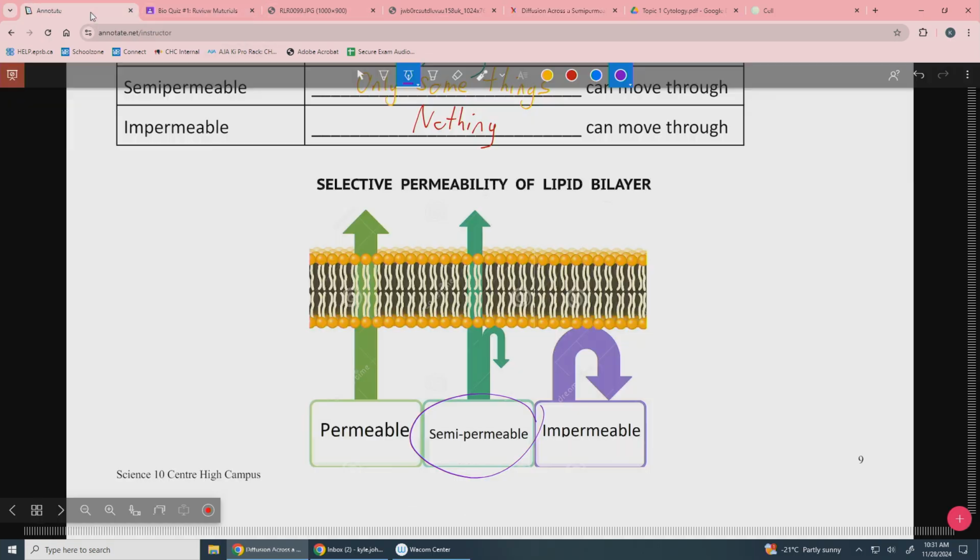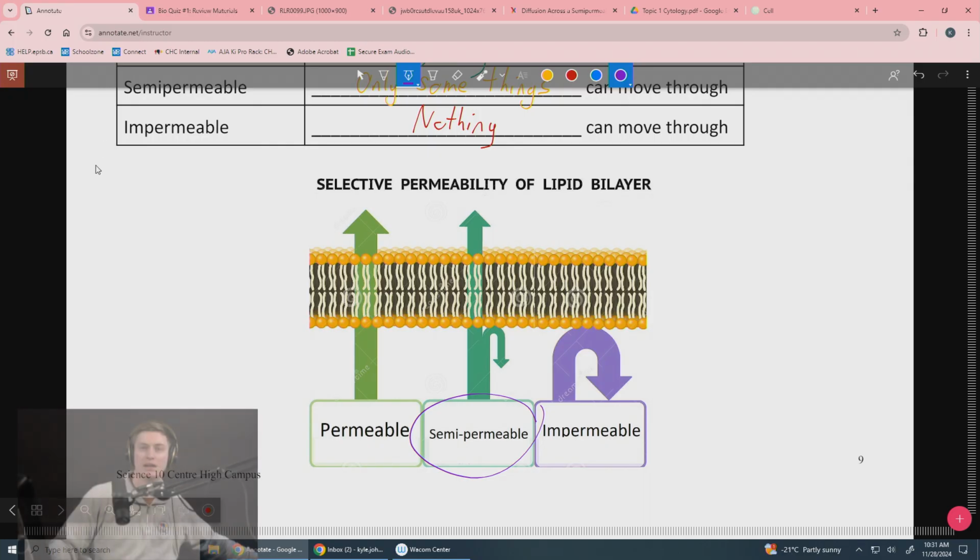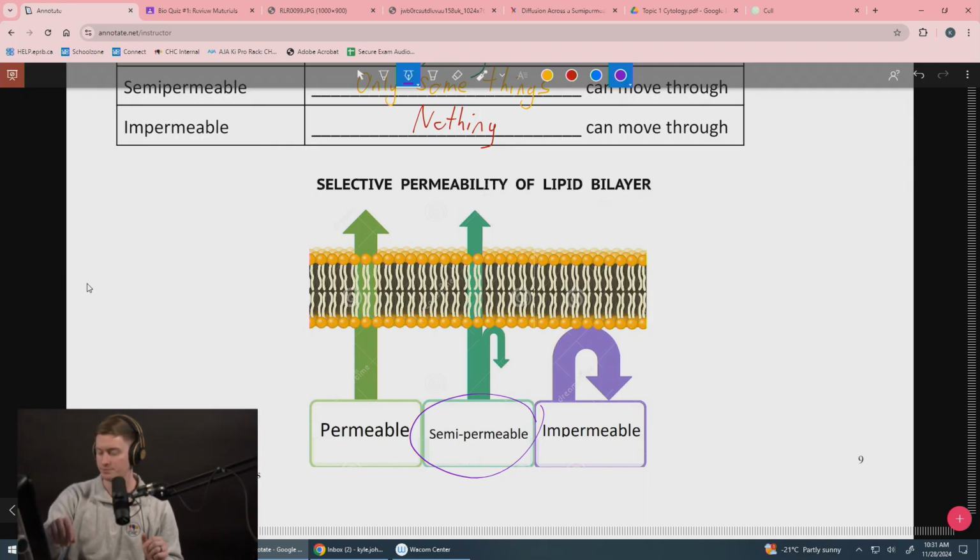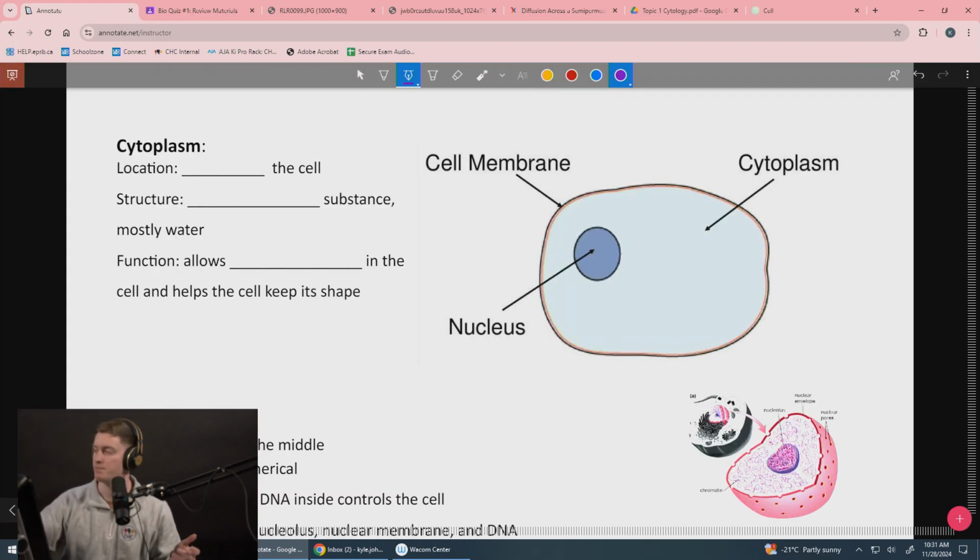Back to our notes. And I'll put my face back on there. Hi. We're going to go to the next page. The cytoplasm. Both plant and animal cells have a cytoplasm, and prokaryotic cells actually have a cytoplasm and a cell membrane as well. The cytoplasm is all throughout the inside of the cell. It is what makes up the inside of the cell.